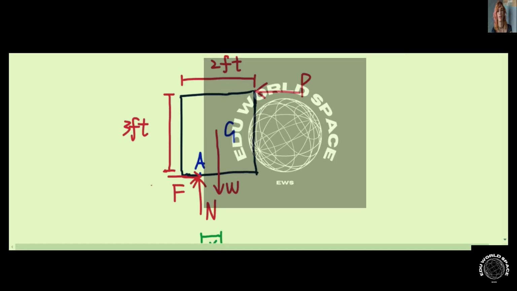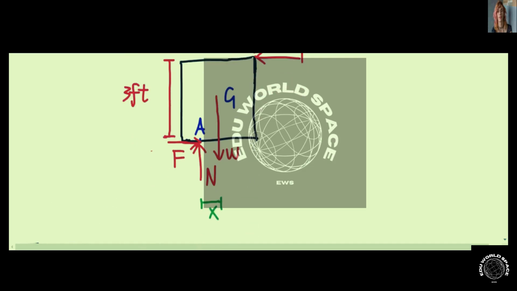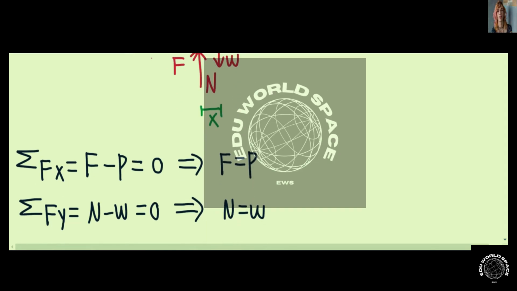Okay, so this is the force diagram for the crates. Assume that the crate is in equilibrium, therefore the net force along the x and y directions should equal 0. So we have F minus P is equal to 0, which means that F is equal to P. F here is the friction on the crate, and P here is the force applied by the person.